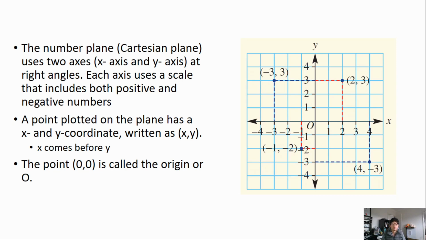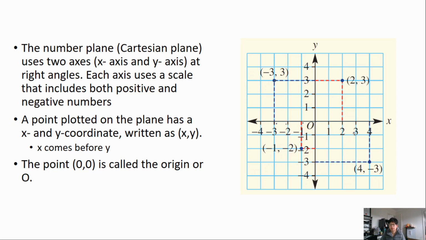A point plotted on the plane has an x and y coordinate, which is written as (x, y), and x always comes before y. So let's have a look at these ones here. That point is (-3, 3), because we do x first, go 3 to the left, and then go 3 up, gives us (-3, 3). On the right here, we go towards the right twice, so we have +2 for x, and then +3 because we go up 3 for y.